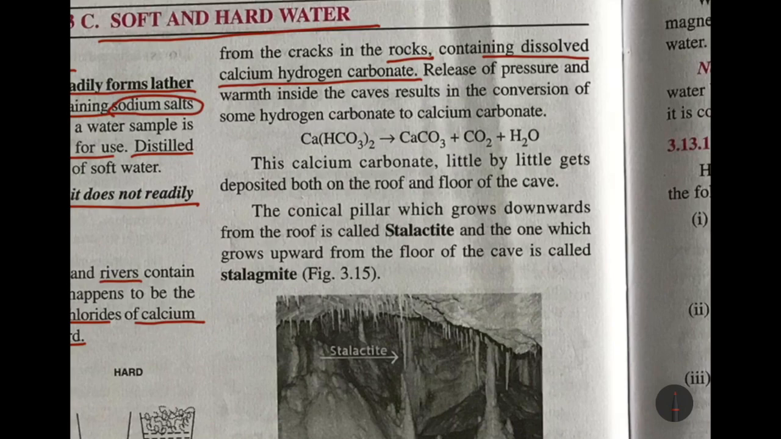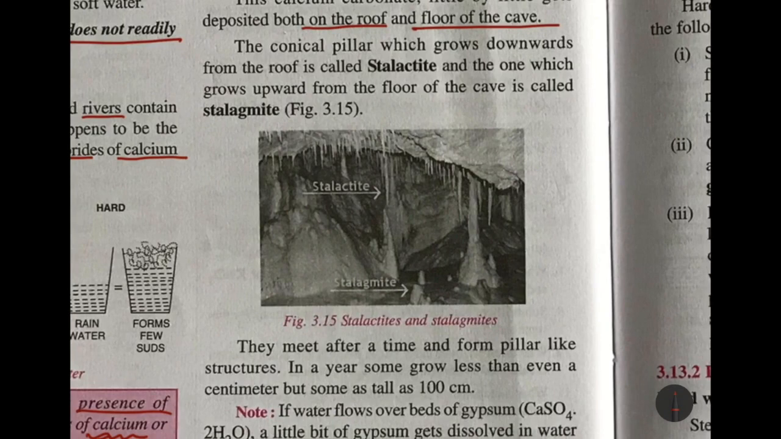This reconverts the hydrogen carbonate dissolved in the water to calcium carbonate, which is insoluble. It is solid, stone-like. So the calcium bicarbonate turns into calcium carbonate, which is insoluble, solid, stone-like, and carbon dioxide and water. So the calcium carbonate little by little gets deposited both on the floor as well as the roof of the cave. The conical pillar which grows downwards from the roof is known as stalactite.